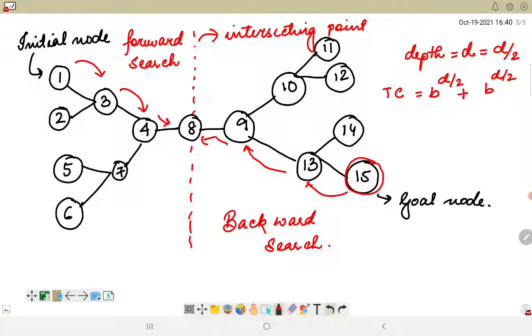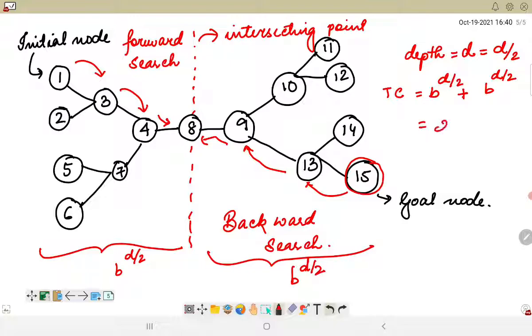So the total would be, this will be traversed in b to the power d by 2, and this would be traversed in b to the power d by 2. So we have to add both of them, and it becomes twice b to the power d by 2. Now this can also be represented, with the 2 removed, in the form of the worst case scenario, which is b to the power d. But in order to make it more understandable, we will consider that it is twice b to the power d by 2.